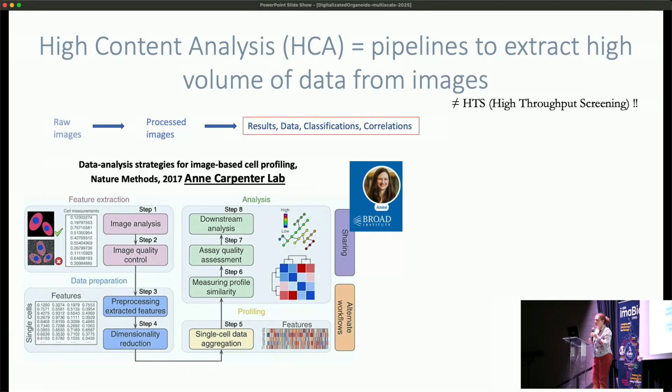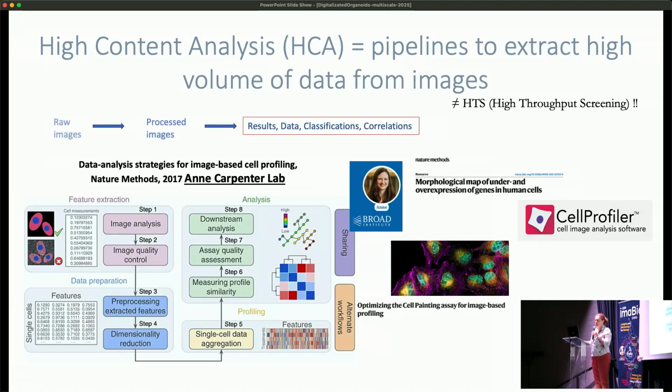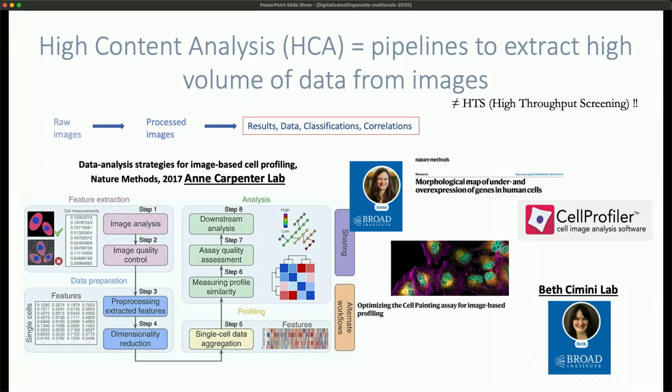For high content analysis, you probably know the work of the Anne Carpenter lab. It has been done with a very beautiful paper and very beautiful software that exists, like CellProfiler Analyst. I encourage you to check all these papers, even if they are a little bit old now, because there is a lot of information on how to organize your data and how to do some profiling. So yes, we are talking about CellProfiler, but also the Cell Painting assay, and now also the Bei Simini lab at the Broad Institute.